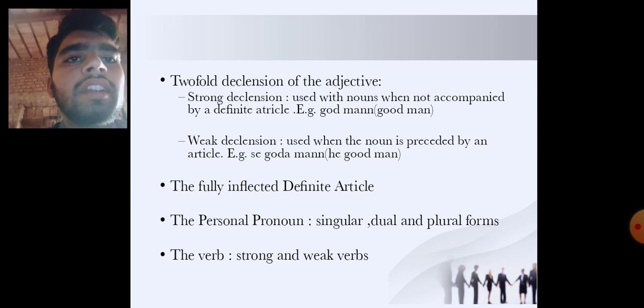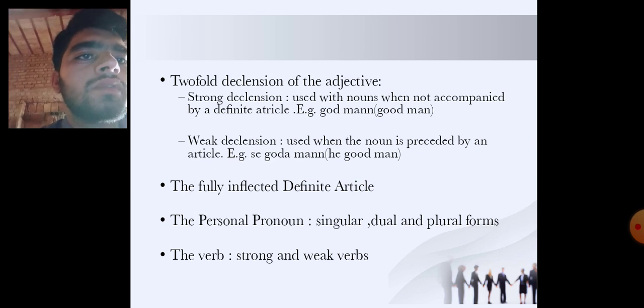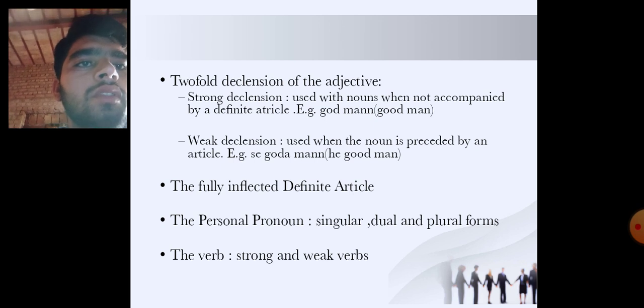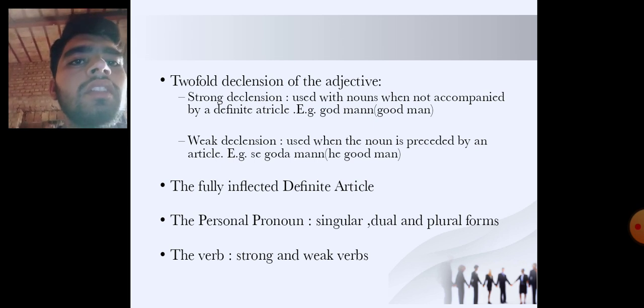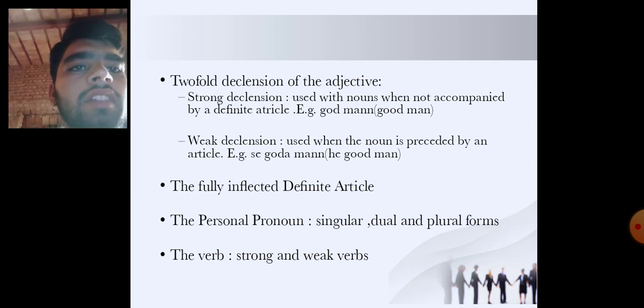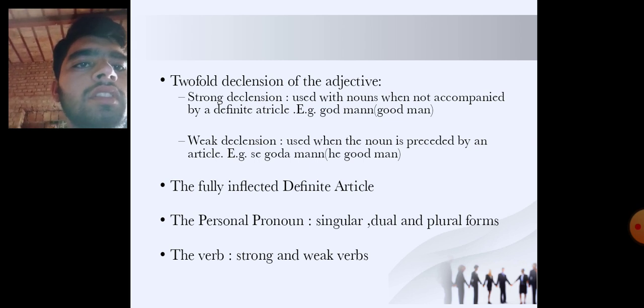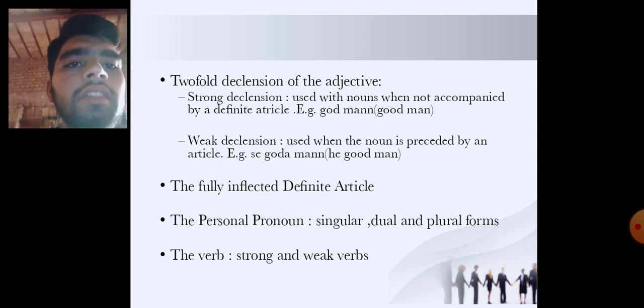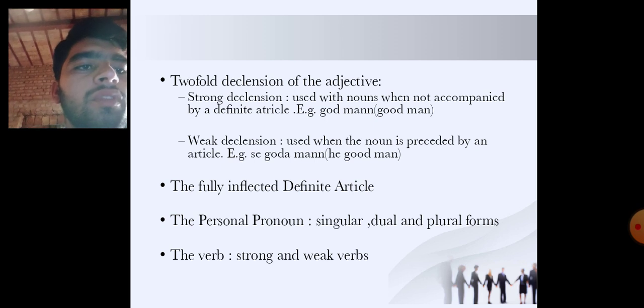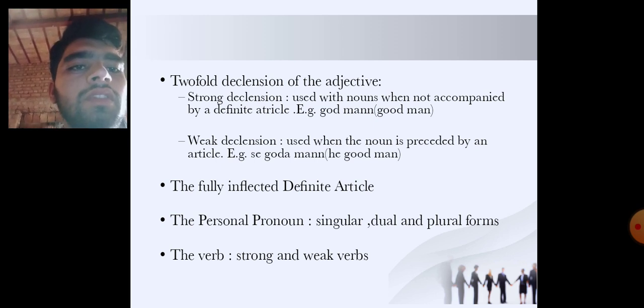Twofold declension of the adjective. Strong declension is used with nouns when not accompanied by a definite article. Example: god man, good man. Weak declension is used when the noun is preceded by an article. Example: se goda man, the good man. The fully inflected definite article. The personal pronoun has singular, dual and plural forms. The verb has strong and weak verbs.